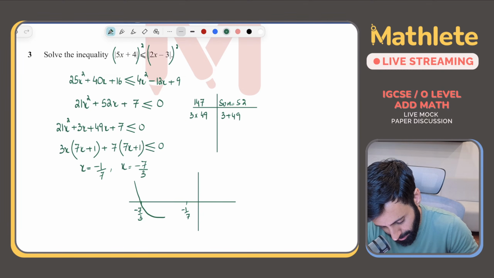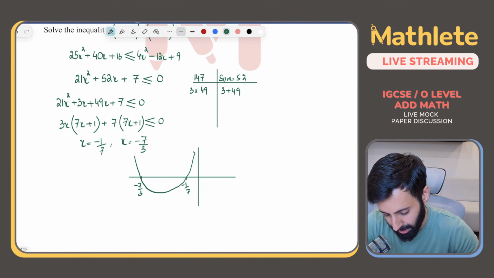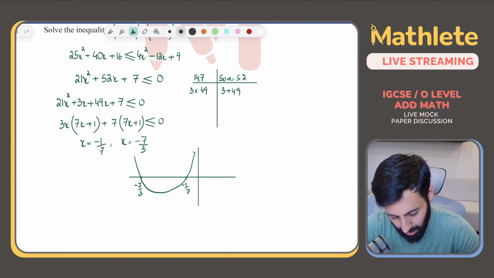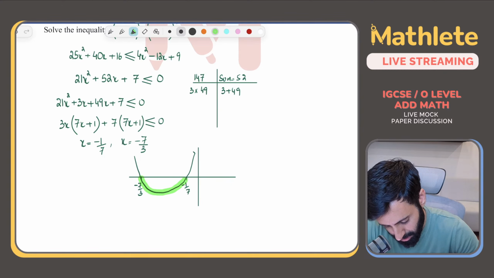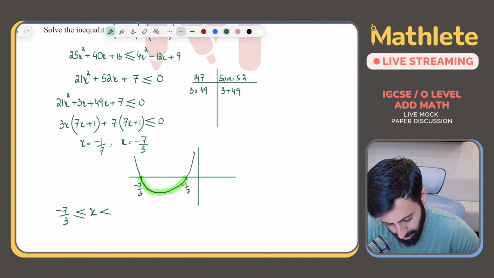Okay? Now remember, we're not solving a quadratic equation. We were solving a quadratic inequality. Now we want the lesser than or equal to 0 region. So that means we're going to choose this one. So x is greater than or equal to minus 7 upon 3, and lesser than or equal to minus 1 upon 7. There we go.